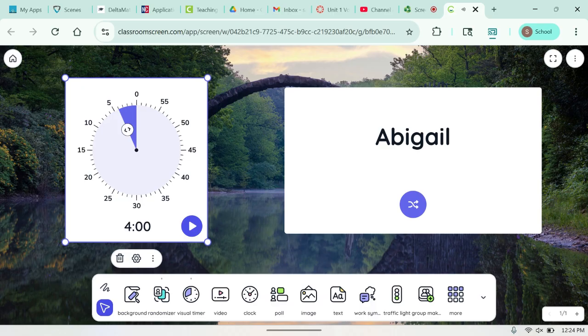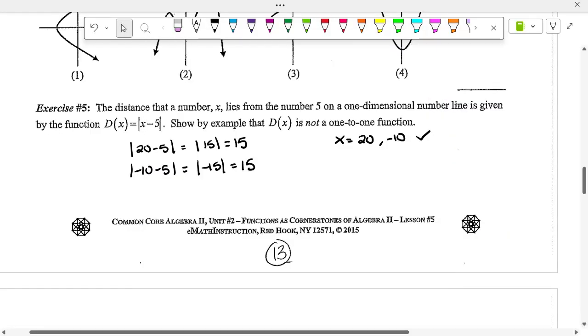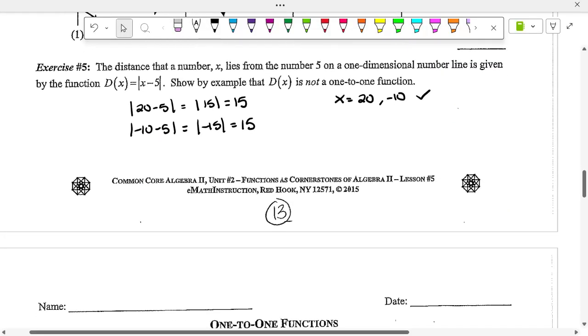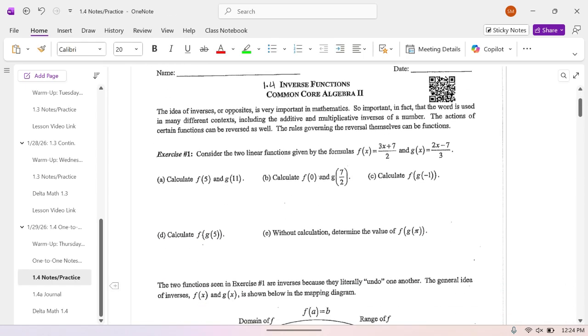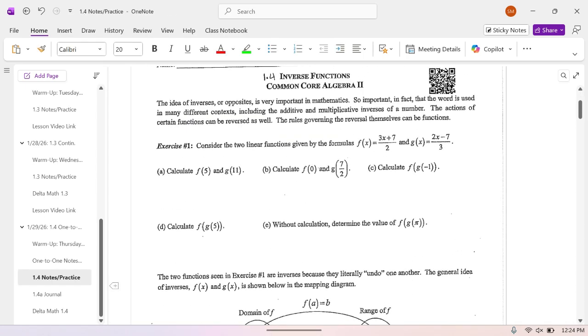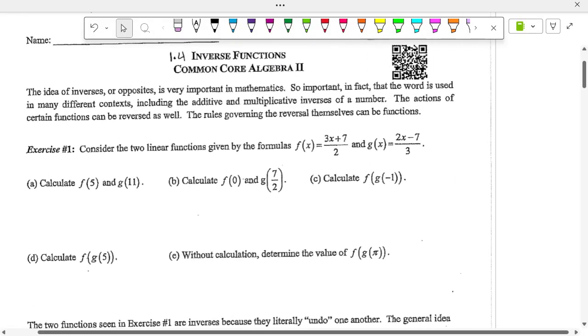All right, head back to your seat. Let's pick back up at it. All right. Go ahead and turn your packet to page 16. We're going to at least start inverses today.